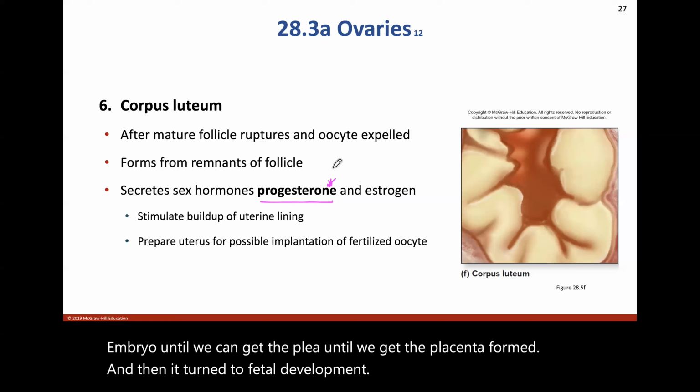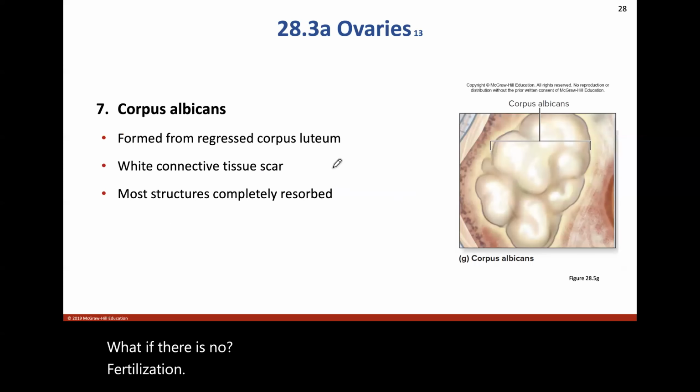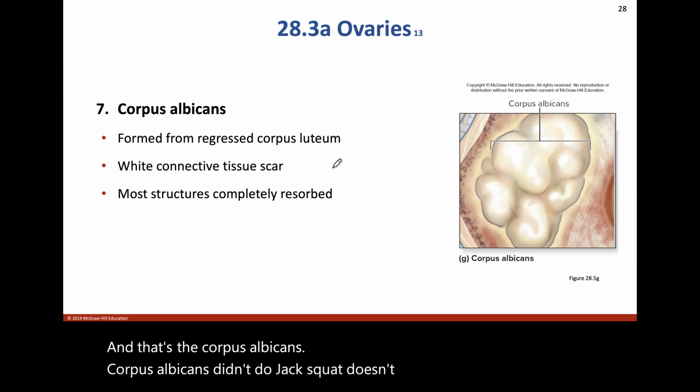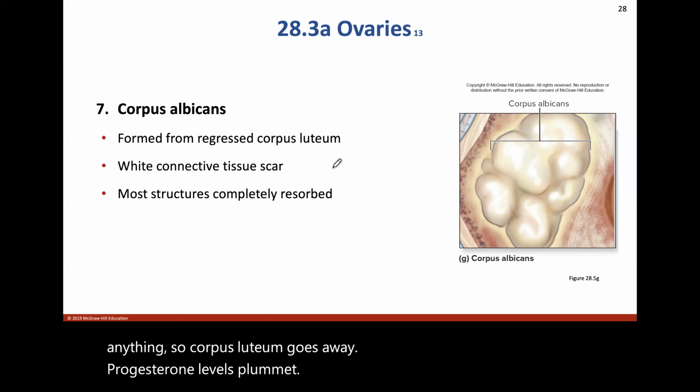What if there is no fertilization? Corpus luteum becomes a white scar. And that's the corpus albicans. Corpus albicans doesn't do anything, doesn't secrete anything. So corpus luteum goes away. Progesterone levels plummet. And then that coincides with you guys having a menstrual cycle.